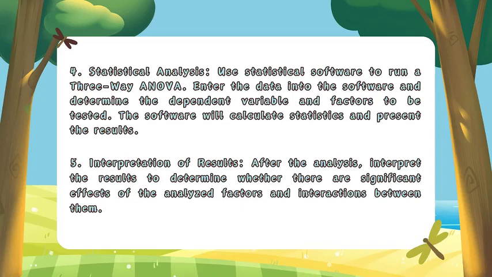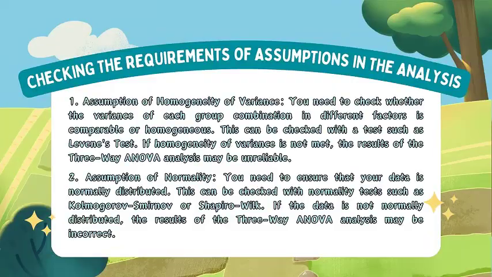Use statistical software to run a three-way ANOVA. Enter the data into the software and determine the dependent variable and factors to be tested. The software will calculate statistics and present the results. The last step is interpretation of results. After the analysis, interpret the results to determine whether there are significant effects of the analyzed factors and interaction between them. The next is checking the requirements of assumptions in the analysis.